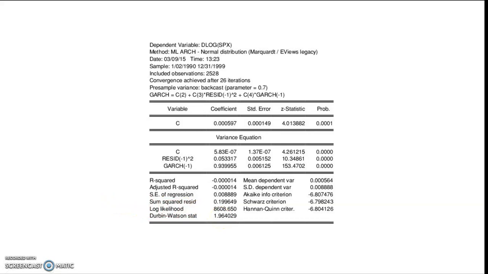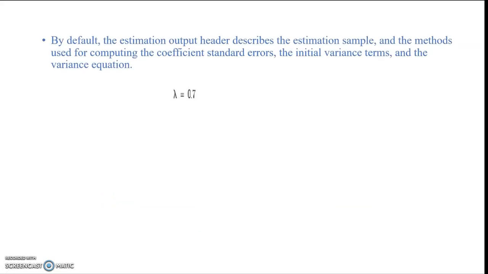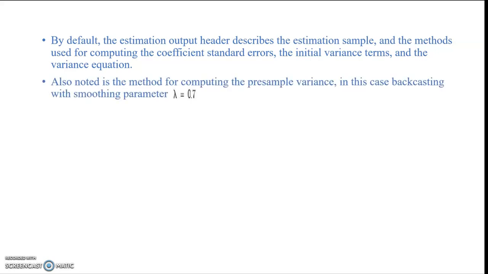And now we will interpret these results. By default, the estimation output header describes the estimation sample and the method used for computing the coefficient standard errors, and the initial variance terms and the variance equation. And we may note the method for computing the pre-sample variance, in this case backcasting with smoothing parameter lambda equal to 0.7, that we observed in the earlier slide.